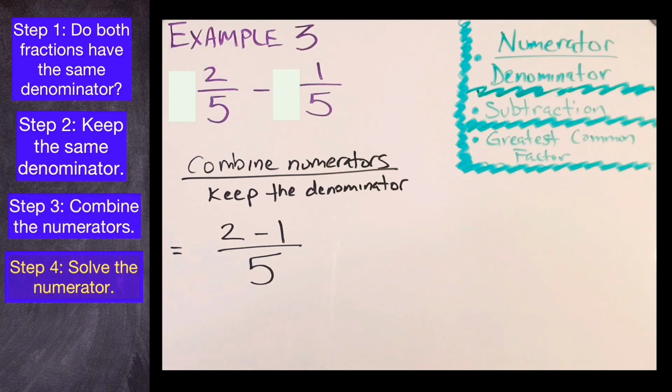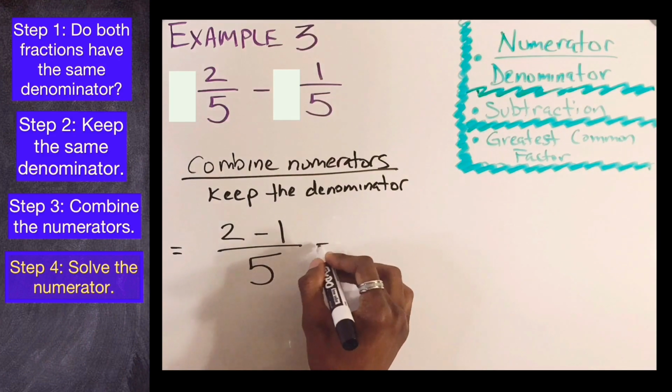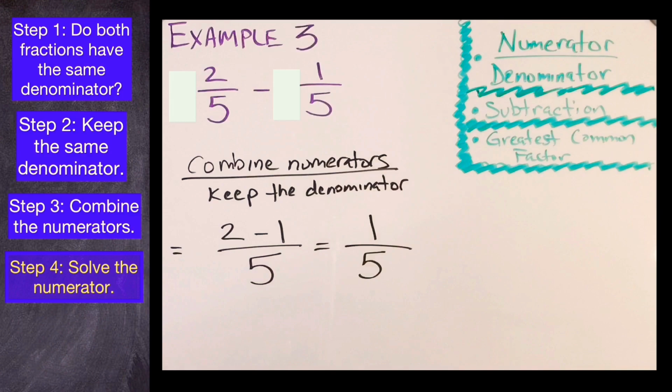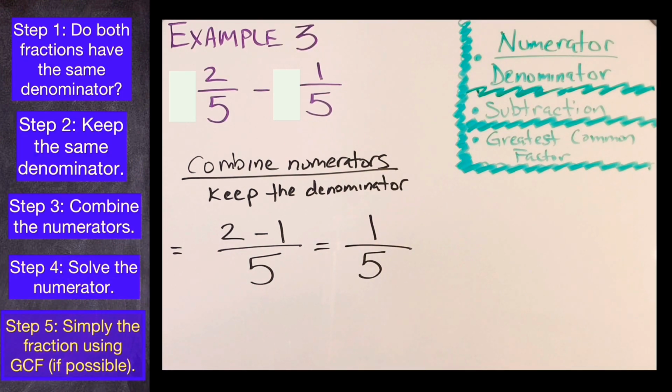Step 4, we're going to solve this numerator. 2 minus 1 is going to be equal to 1. And then we keep in our denominator, which is 5. So we have our new fraction. From this point, we can look at step 5. Step 5 is to simplify using the greatest common factor. But again, we don't have a situation where we need to simplify because there's no number that goes into 1 and 5 evenly besides the number 1 itself. So 1 over 5 is good.